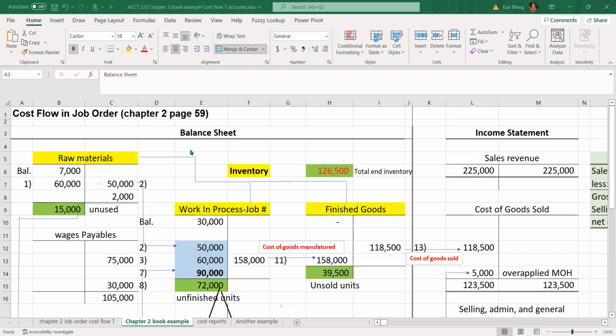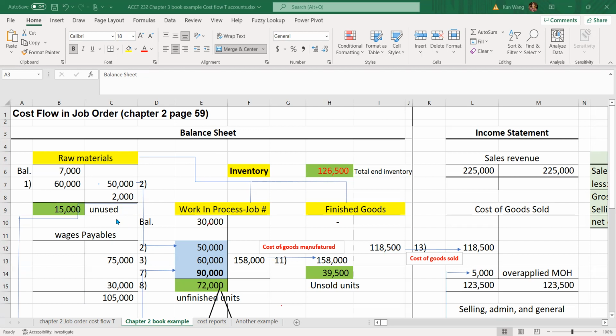In the book, they present the cost flow among different accounts in different places, but I made an Excel worksheet. So I'm putting all of the transactions together and all of the financial accounts together. In one single place, you can see very clearly how the cost flows among the different accounts, and how the recording of these accounts and the balances will help us prepare the different financial statements and cost reports. So let's start from the left side.